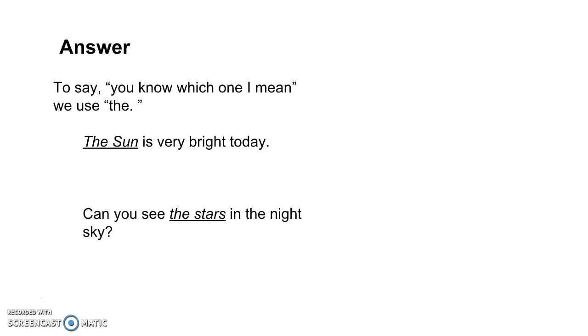When we use the in English, we must do the "you know which one I mean" test. And the "you know which one I mean" test basically tells us if it passes, that means that we use the article the. Let's take a look at the first example. The sun is very bright today.